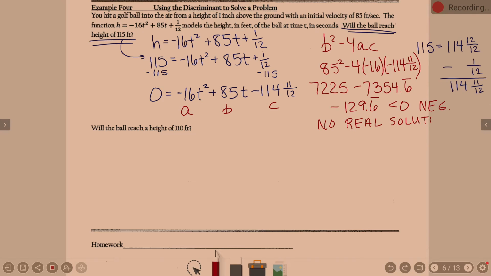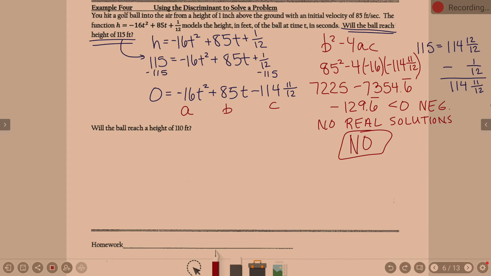Now, how do I answer this problem? Will the ball reach a height of 115 feet? No, because there are no real solutions. That's the short of it.